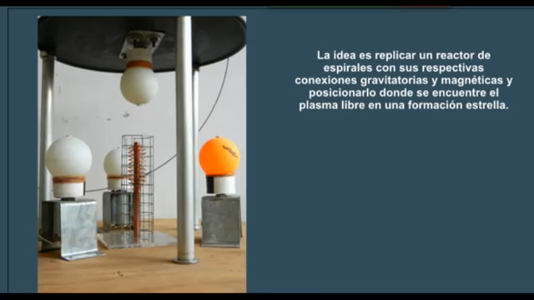Well, the intention of this copper bar is to position it in the free plasma, and the structure is going to be like a dynamic reactor of spirals, having one gravitational connection.